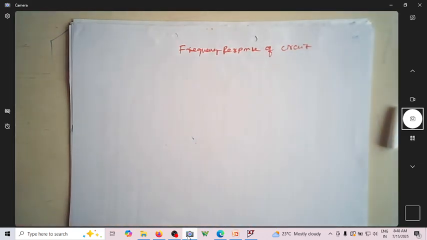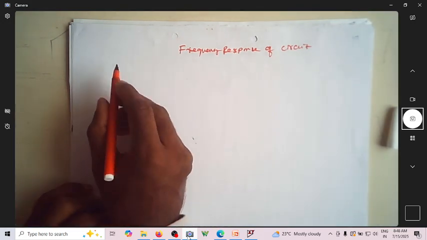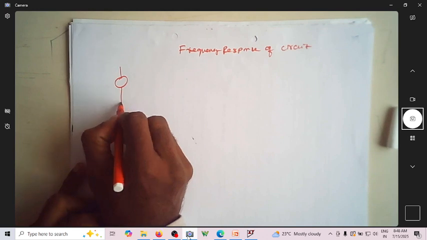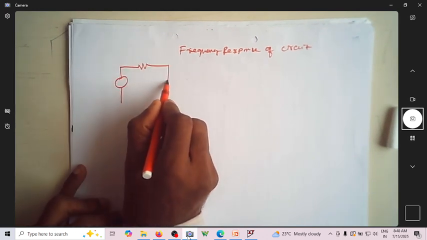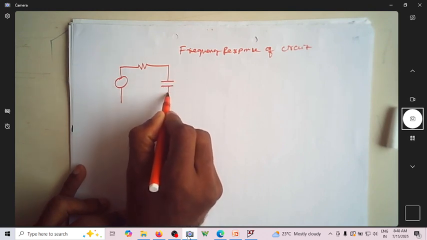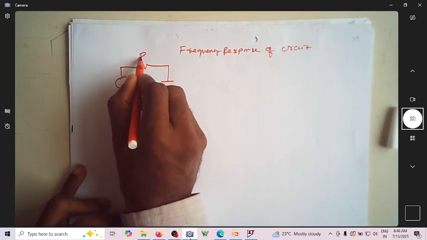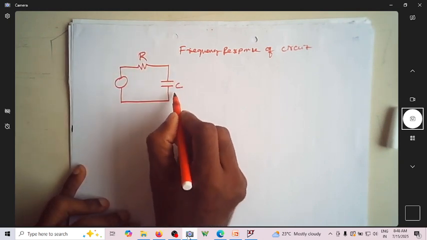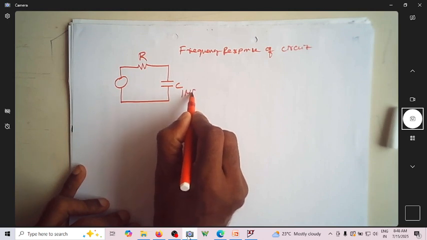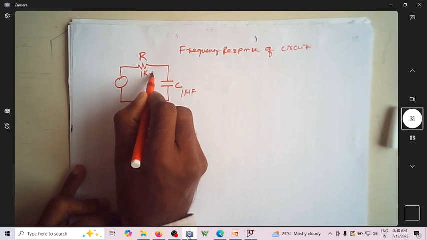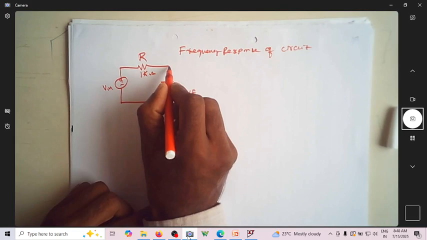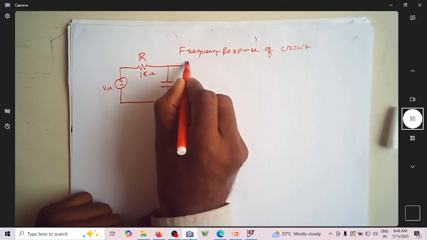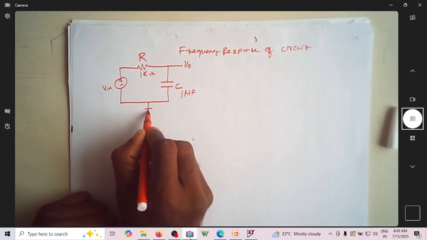Since we are talking about the frequency response of a circuit, let us consider a circuit whose response changes with the frequency of the input signal. So let me consider this RC network. This is R, this is C. Let this C be 1 microfarad, let this R be 1 kilo ohm, and let me have this as the input signal, and let me measure this as the output. Of course, this is the ground.